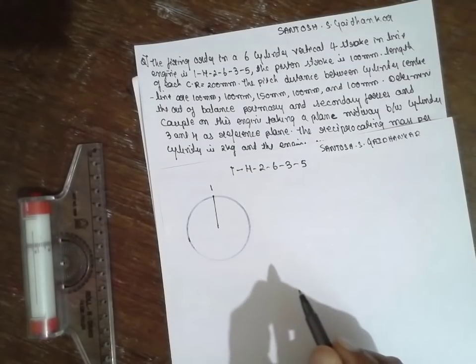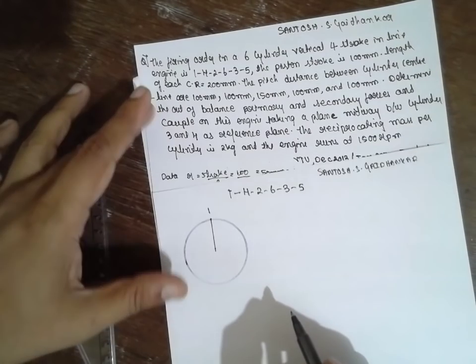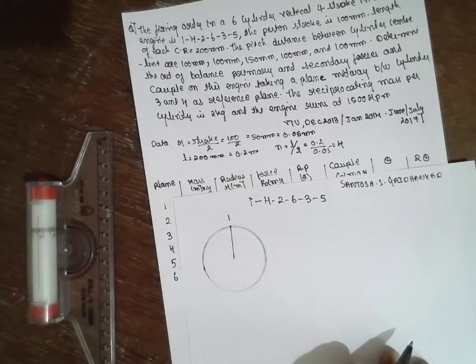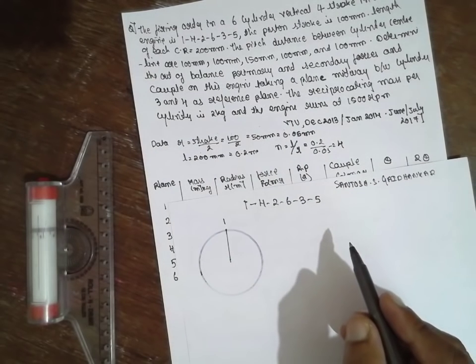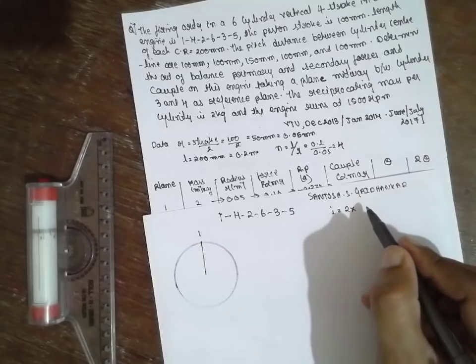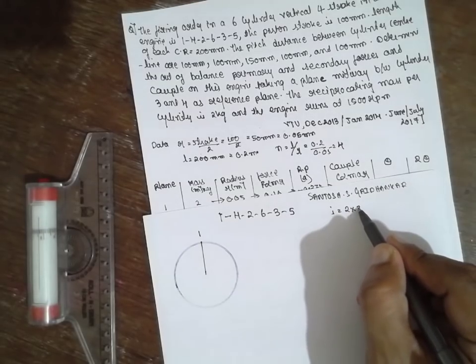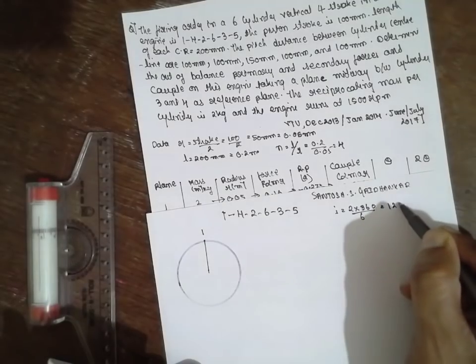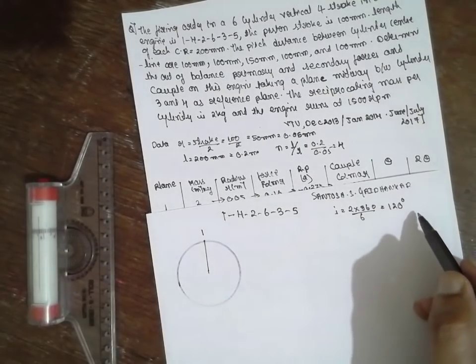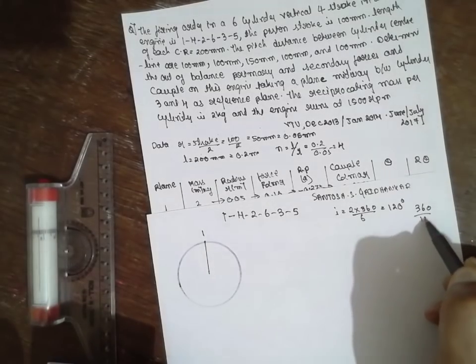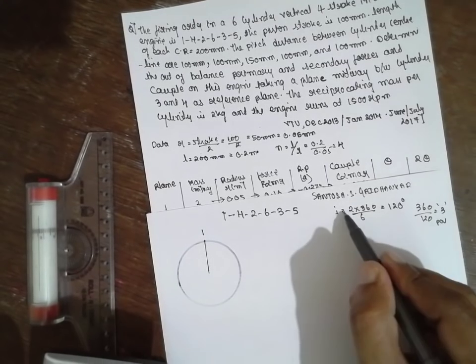Before this, what the angle should be plays an important role. For the angle, because it is a 6-cylinder, there is a formula: theta is equal to 2 into 360 divided by 6 cylinders. That will be 2 into 360 divided by 6, which is 120. That means 360 has to be divided into 3 parts, each of 120.